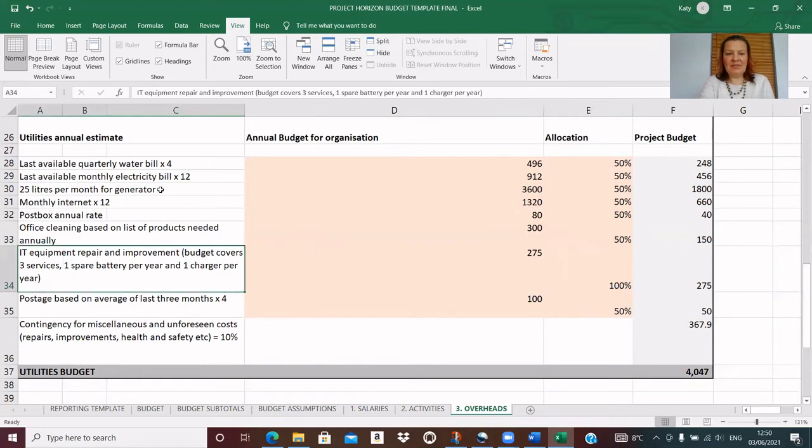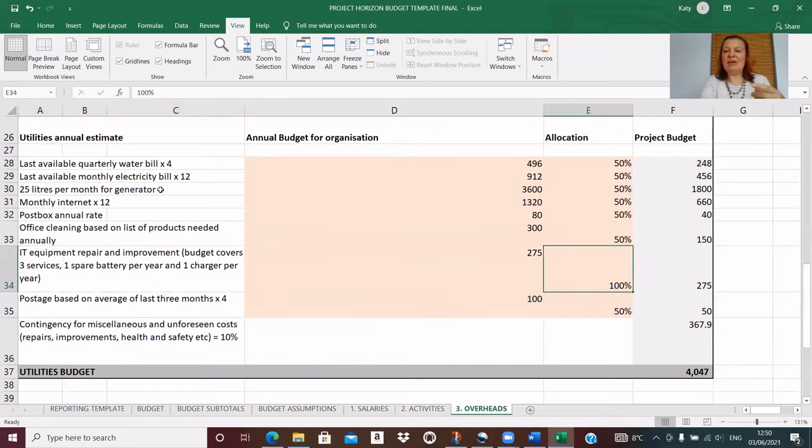I've put in 100% there for IT, and that's because I've obviously calculated this as a specific budget for people who are 100% dedicated to the project. And so I've come up with an overall utilities bill.